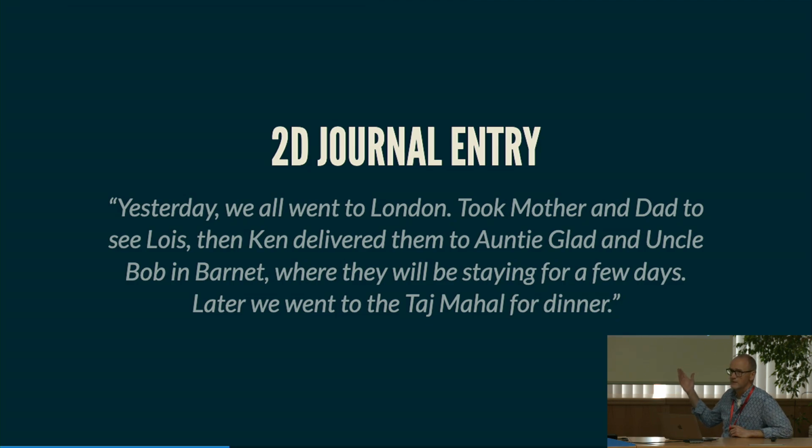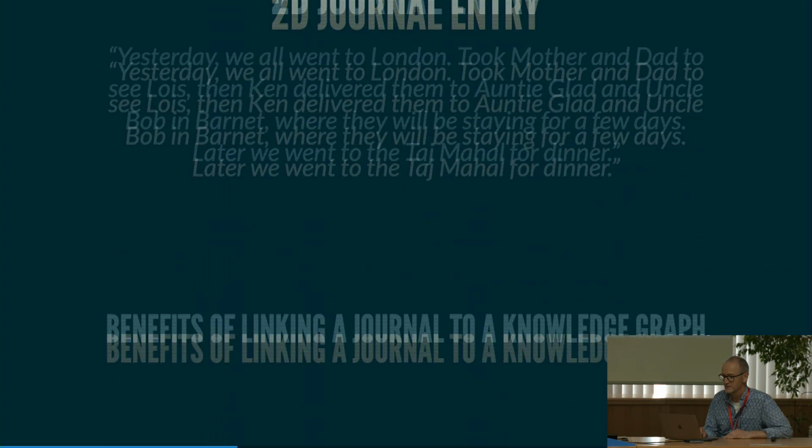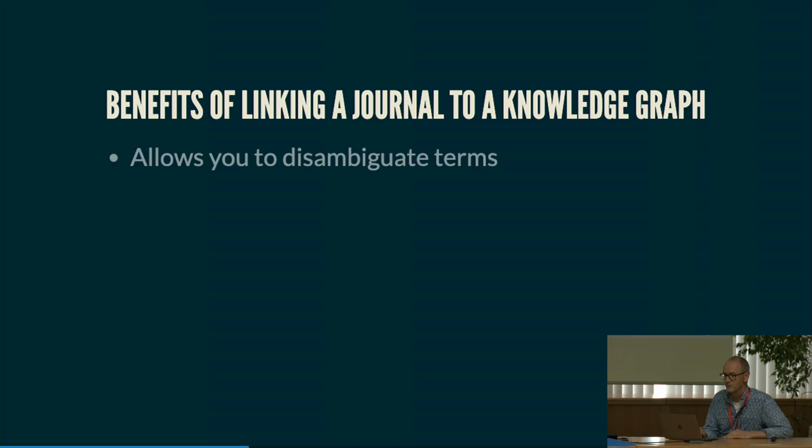So this is what I would describe as a 2D traditional journal entry. It's a piece of text, and if you're lucky, it might have been written on a computer. More likely, it's been written on a bit of paper and it's disappeared somewhere. So what are the benefits of linking a journal to a knowledge graph?